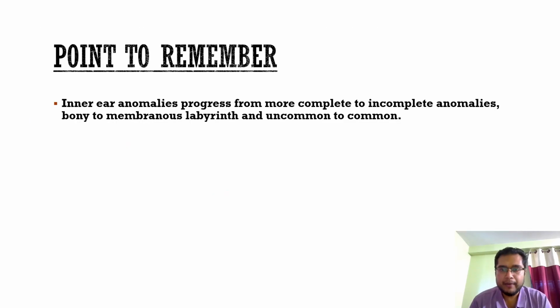Then the point to be remembered in all these congenital anomalies of the inner ear is that as the gestational age progresses, it is from more complete to an incomplete anomaly, from bony labyrinth anomaly to a membranous labyrinth anomaly, from uncommon anomalies to a more common anomaly.